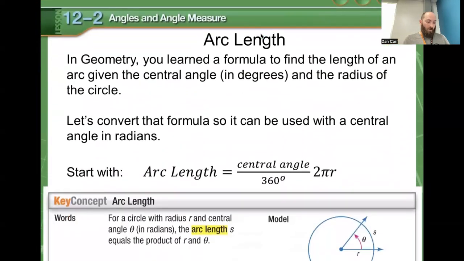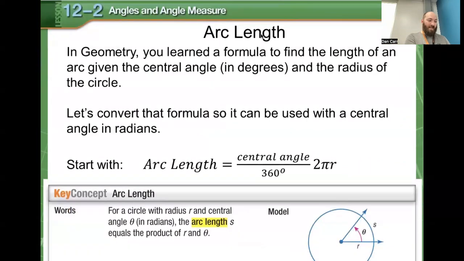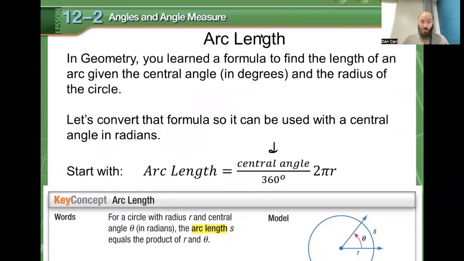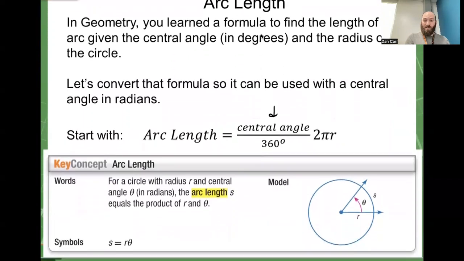For now, let's talk about one more idea today, and that is arc length. You would have covered this back in geometry, but now we're also going to learn a slightly different adjustment to our formula. When you did this back in geometry, you would have focused on this idea: you can do the central angle divided by 360 multiplied by the circumference, 2 pi r. If we do that here, we want to do it in terms of radians. We're going to have a slightly different idea with this.